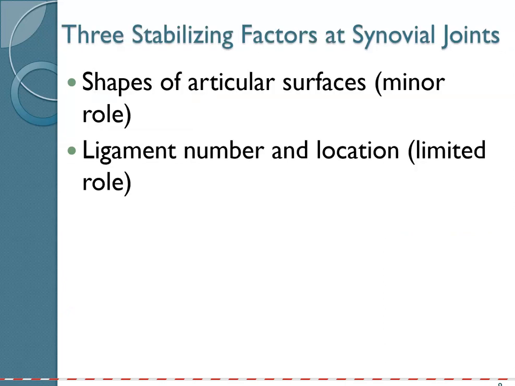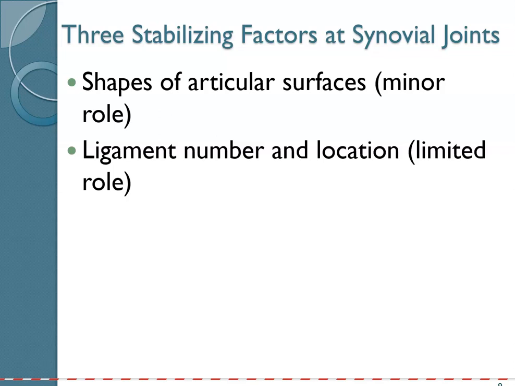Next we're just going to talk about the stabilizing features that help synovial joints. So there are three main features. One is the articular surface. A good example to look at is the ball and socket. One is round and one is cup shaped. So the ball fits into that cup. So that's the complementary nature of those surfaces, right?